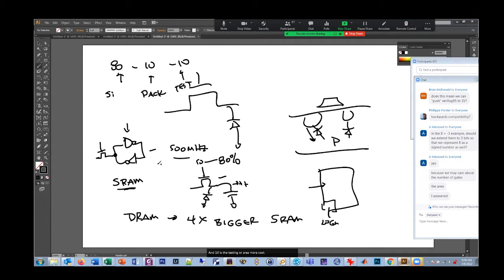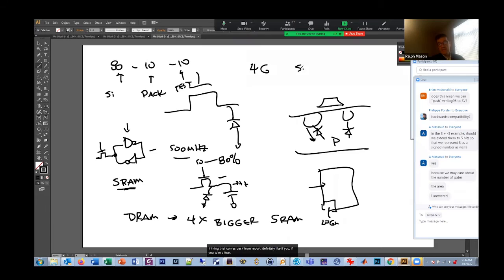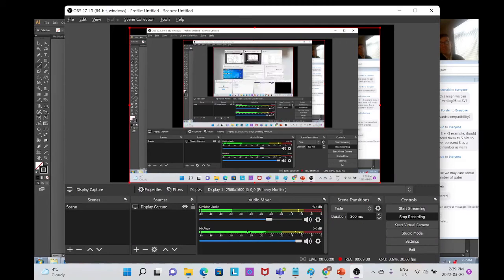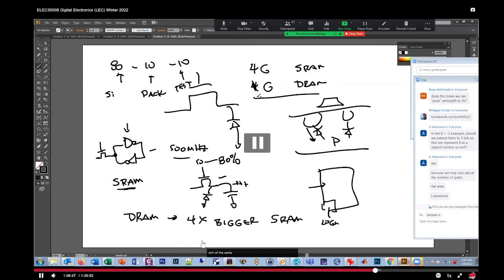I think the cost difference isn't that much nowadays, but I think that comes from before. Oh, definitely. If you take a 4 gig SRAM versus a 4 gig DRAM, there'll be a big difference in cost. Huge difference. In fact, a 4 gig SRAM will cost about the same as a 1 gig DRAM, more or less. Sort of on the same order. 4 to 1, maybe it's not quite 4 to 1, but it's on that order.